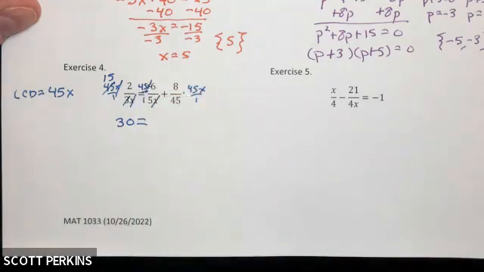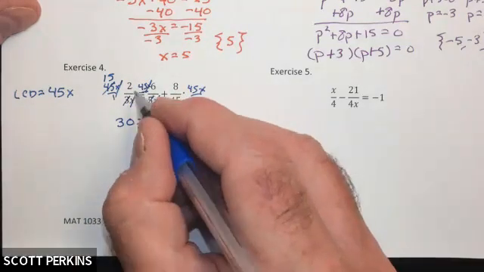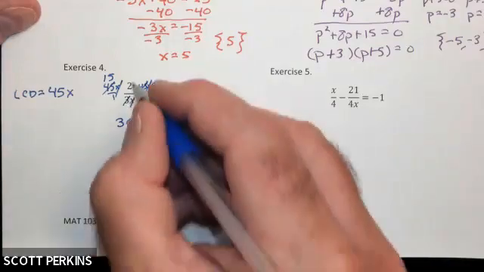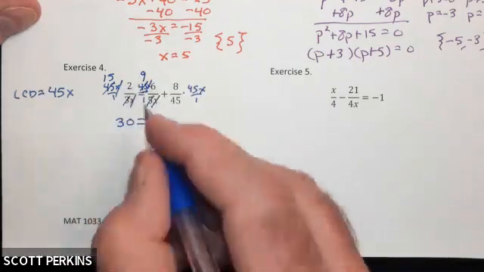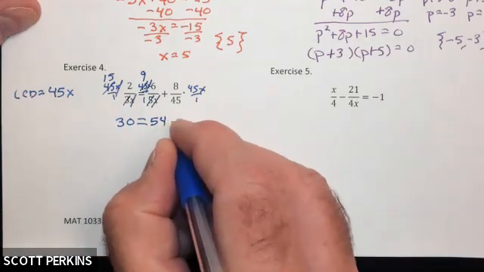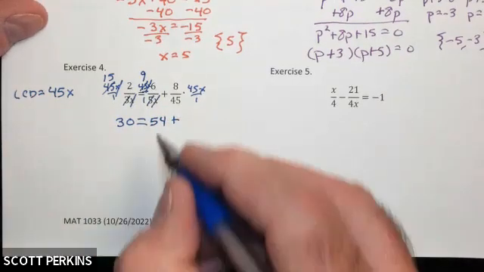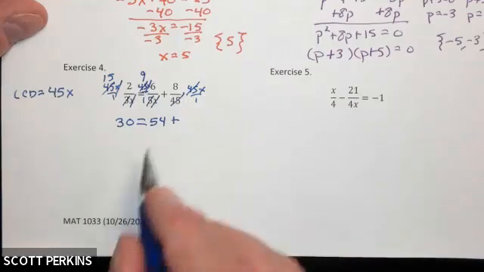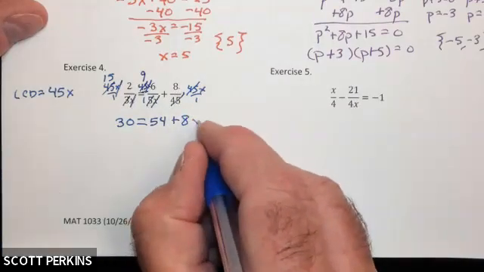Again, the x's cancel. How many times does 5 go into 45? 9. So I have 9 times 6. 9 times 6 is 54 plus. And last but not least, the 45s cancel here, and I'm just left with 8 times x. So 8x. Perfect.